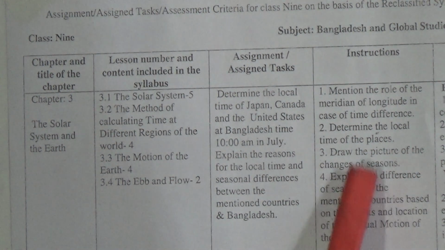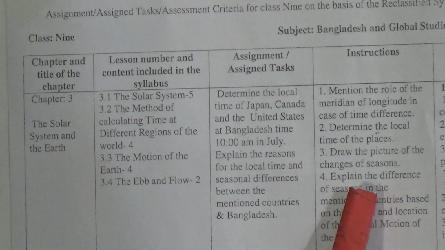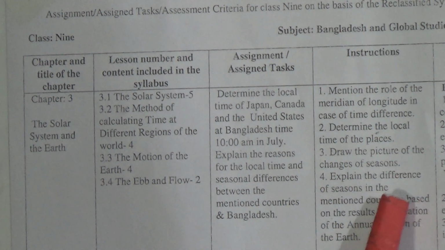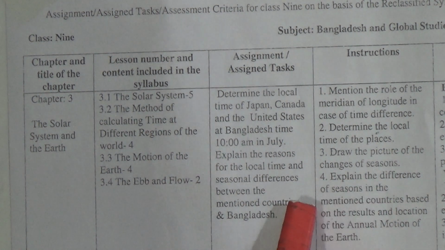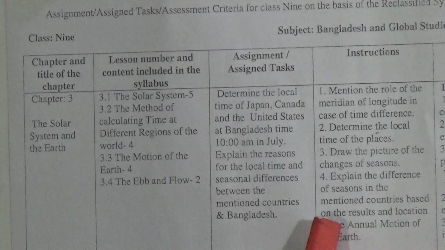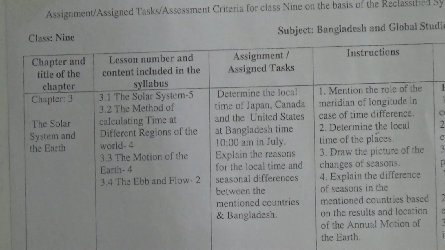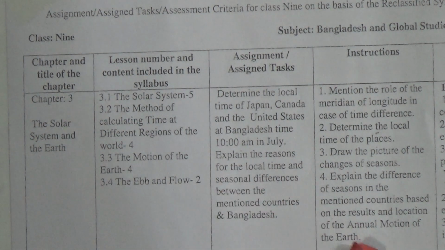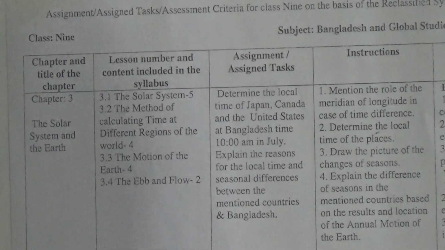In your book you have the picture of the seasons. You can draw it, or you can collect it through Google, or you can make a copy from your book of the picture of the change of seasons. And number 4, explain the differences of seasons in the mentioned countries based on the results and location of the annual motion of the earth. Regarding the annual motion of the earth, we have to mention the difference in season in these countries. In our book there is a topic related to the changes of season and their reasons. Through them we can find out their locations and their changes in season also.